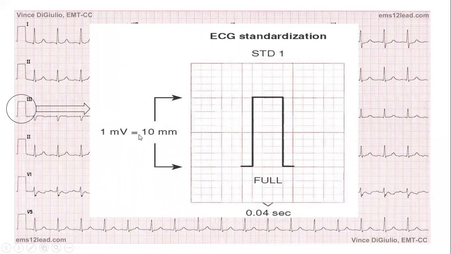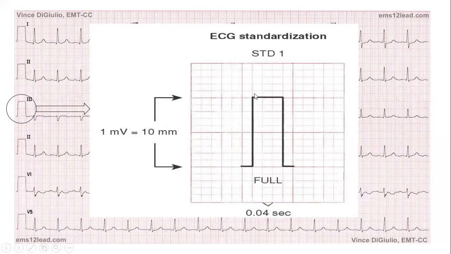So 1 millivolt equals 10 millimeters. And going across, your normal ECG calibration should be 1 big box. And we know that 1 big box equals 200 milliseconds or 0.2 seconds. So that's the normal calibration of your ECG machine.